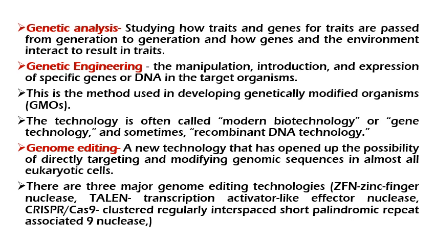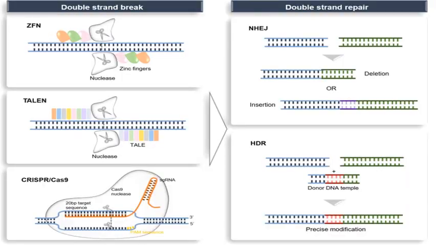Then you also have genome editing, a new technology that has opened up the possibility of directly targeting and modifying genomic sequences in almost all eukaryotic cells using different methods. That is zinc finger nuclease, the transcription activator-like effector nuclease, but the most commonly used one is the CRISPR-Cas9, called clustered regularly interspaced short palindromic repeat associated 9 nuclease. This again is obtained from bacteria. Scientists have learned how to use this to snip off faulty genes.